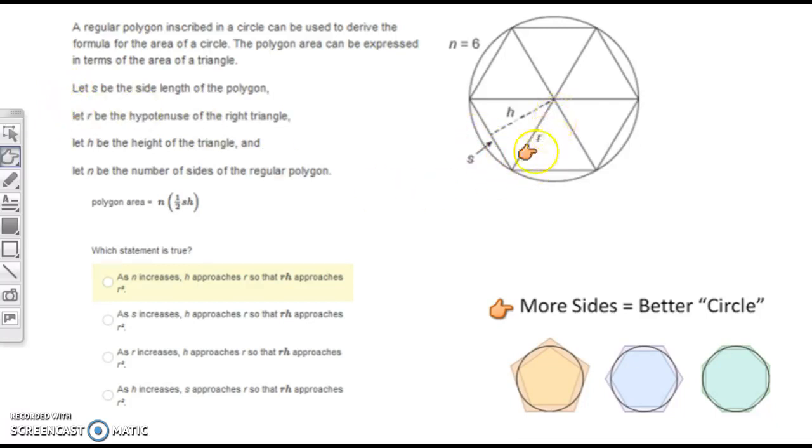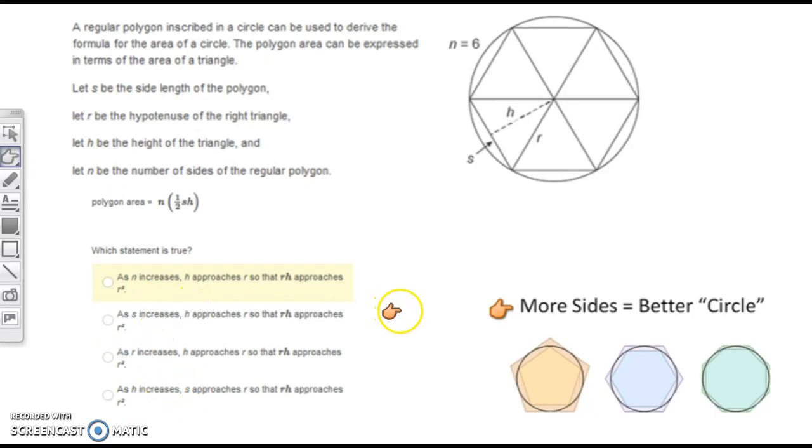R is going to be the hypotenuse of the right triangle. H is going to be the height of the triangle. And N is going to be the number of sides. Okay? Which statement is true? All right, so this one says as N increases, H approaches R so that RH approaches R squared. The next one says as S increases, H approaches R so that RH approaches R squared. As R increases, same thing, and as H increases, same thing.